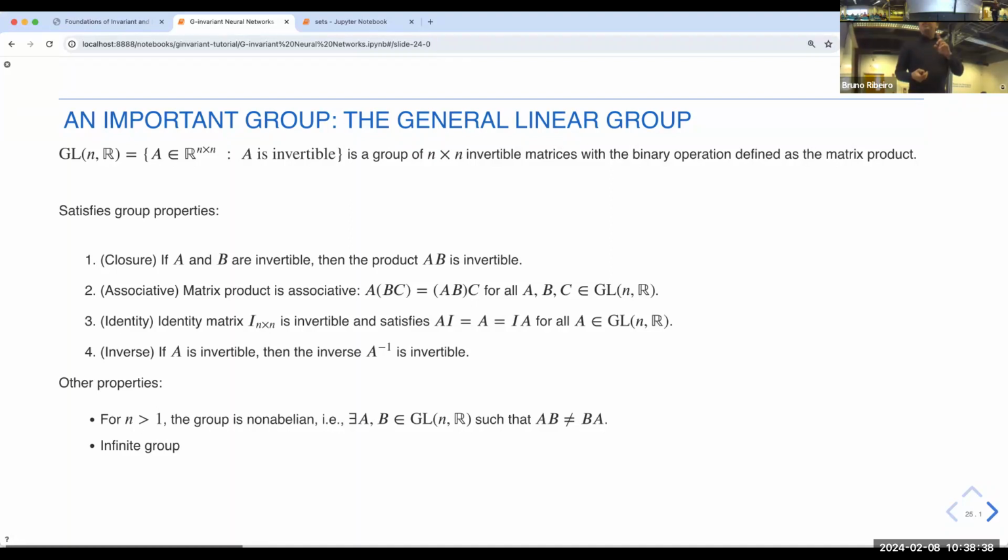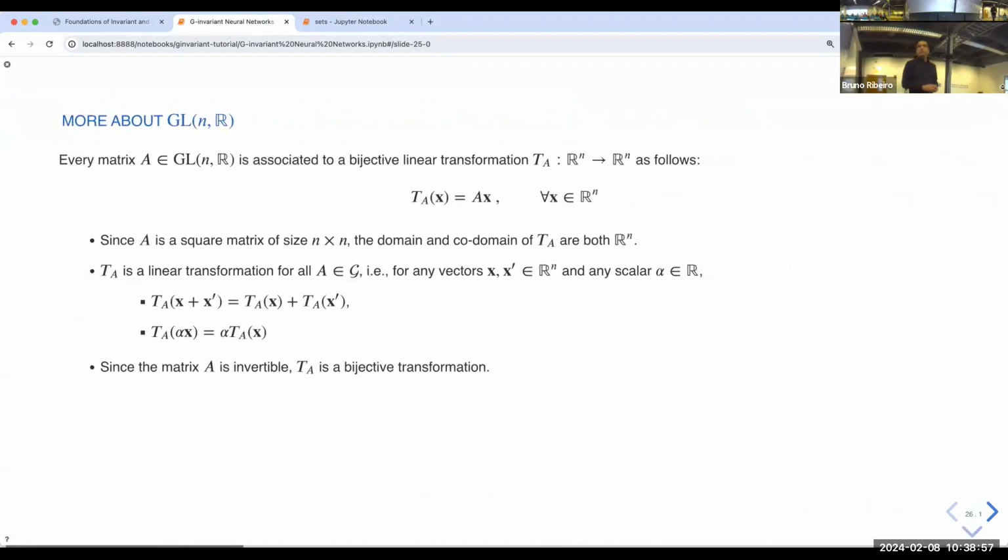Interestingly, in general, it's non-abelian, meaning, as you know, multiplying AB is different than BA, right? We know that. It's also an infinite group. It's an example of an infinite group.